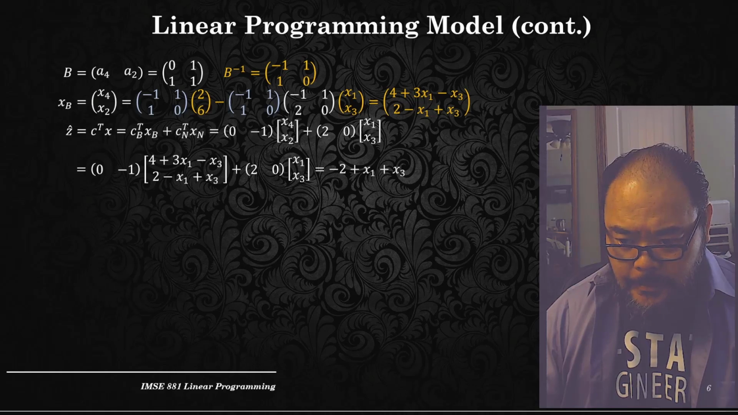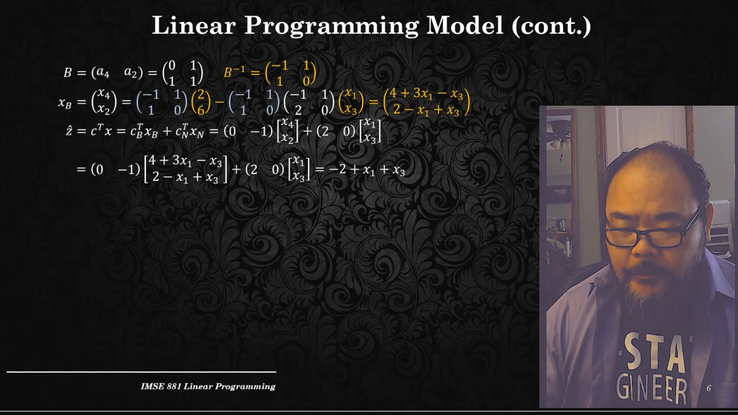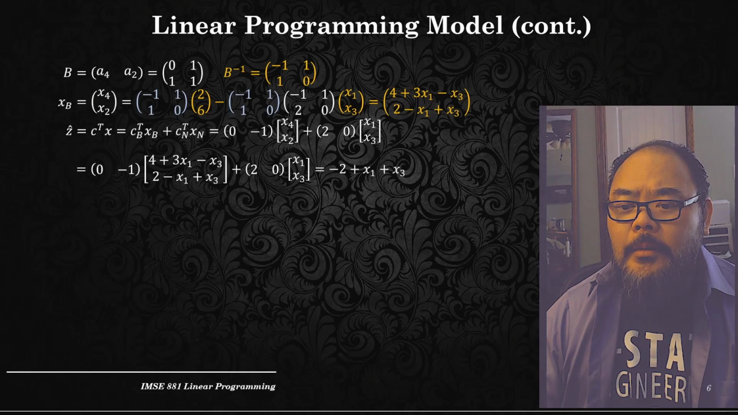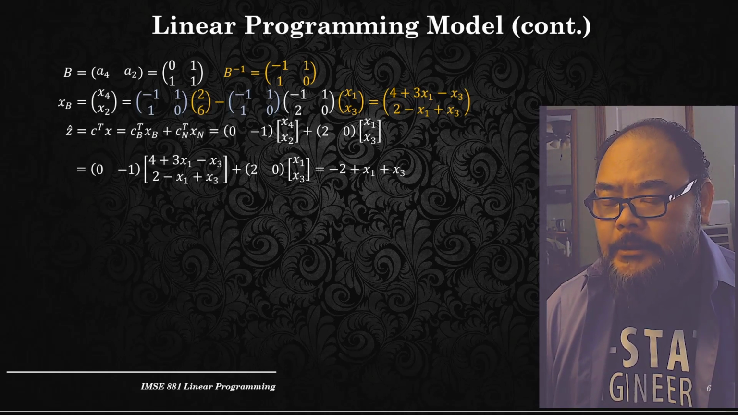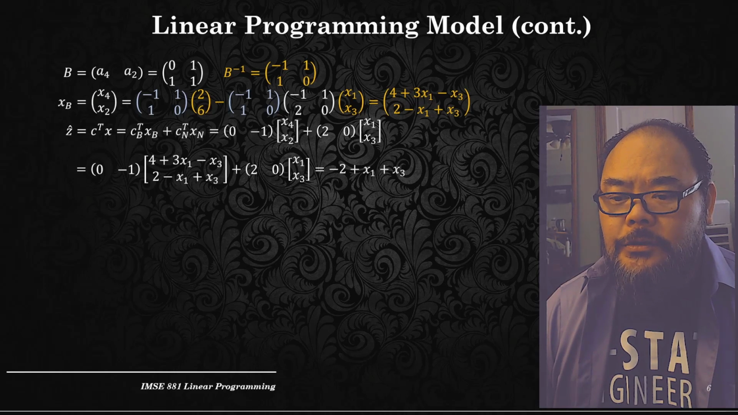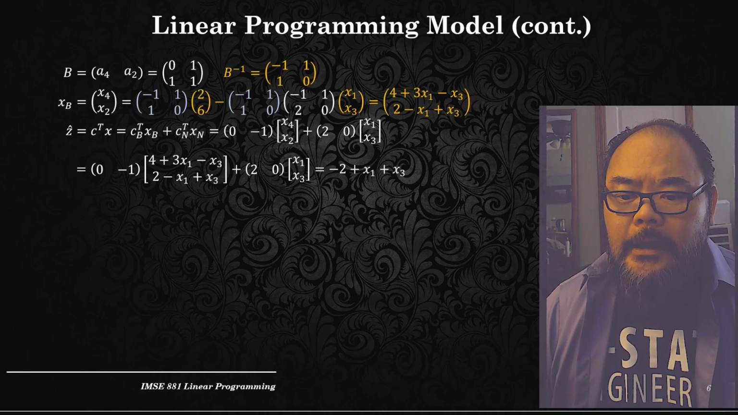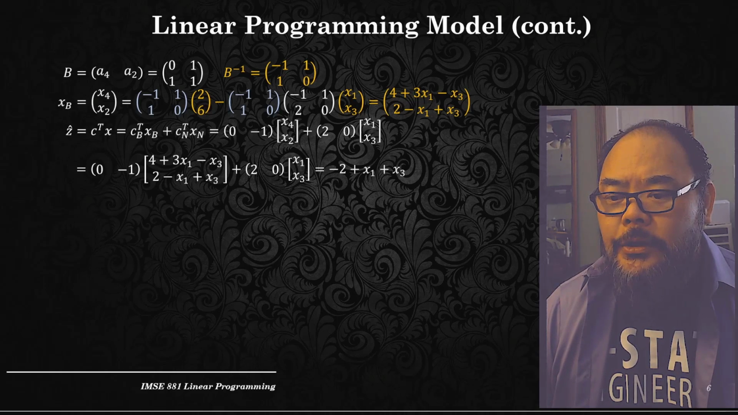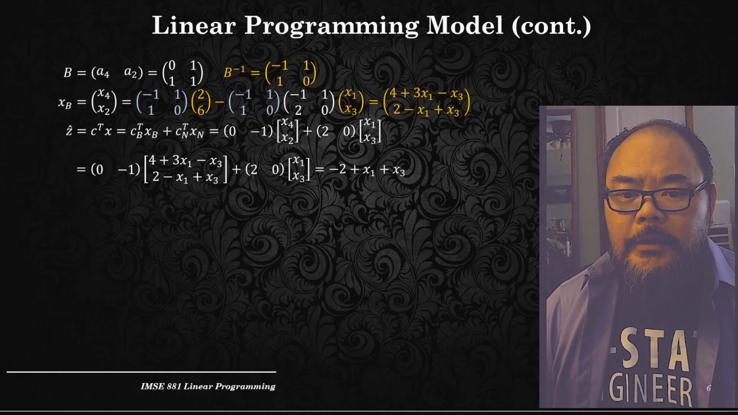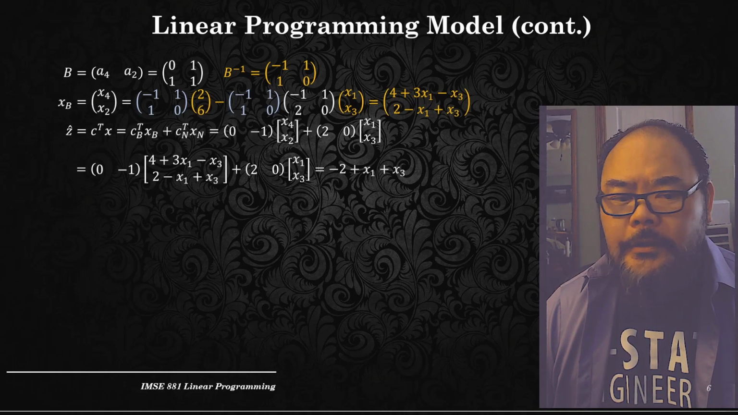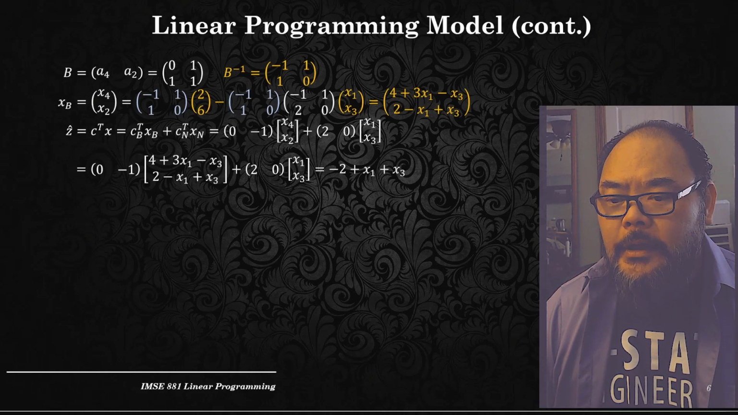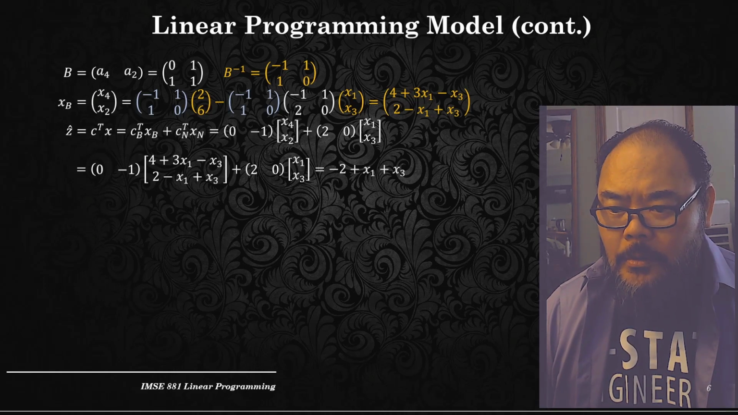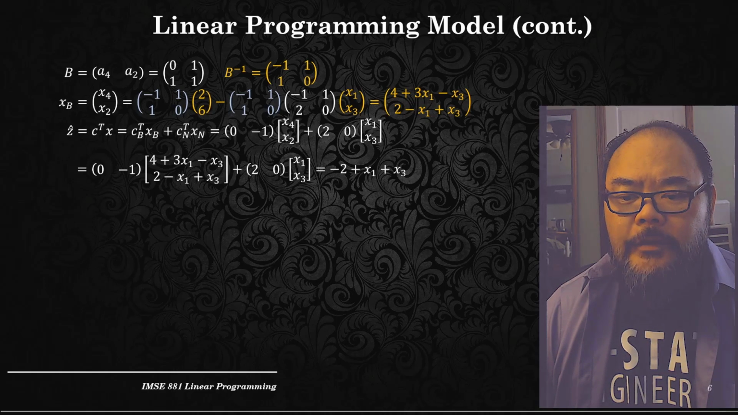So this is the current objective function I have for the new tableau, negative 2 plus x1 plus x3. But x1 and x3 currently take the value of 0, so therefore the objective function is simply negative 2. By looking at this, we understand that since these two have a positive sign, if I want to minimize my objective function and I increase x1 or increase x3, I will actually deteriorate the current objective function value.